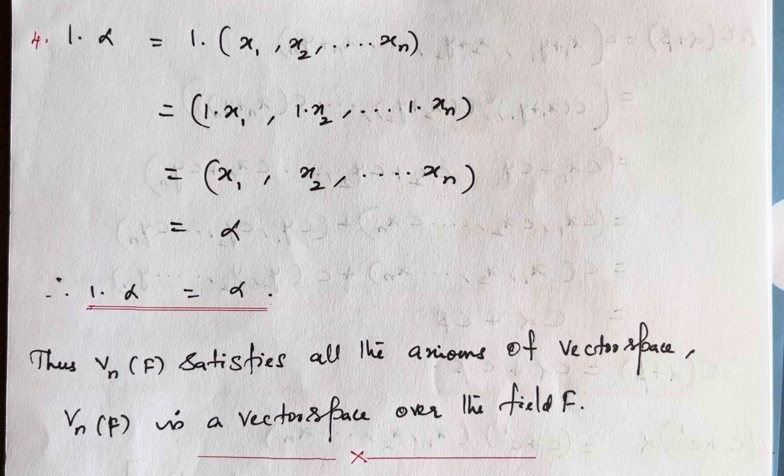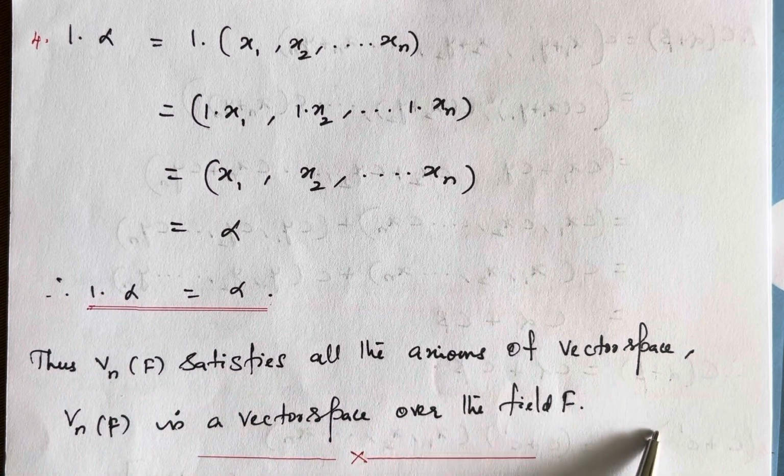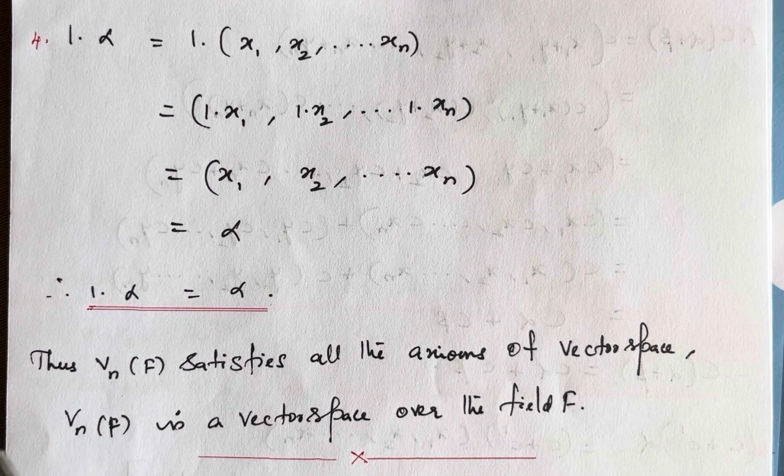You have proved it obeys the abelian group conditions, and also the rest of the axioms, and hence Vn(F) satisfies all the axioms of a vector space. Therefore, Vn(F) is a vector space over the field F. So Vn(F), in the sense of the set of ordered n-tuples, is a vector space over the field F.